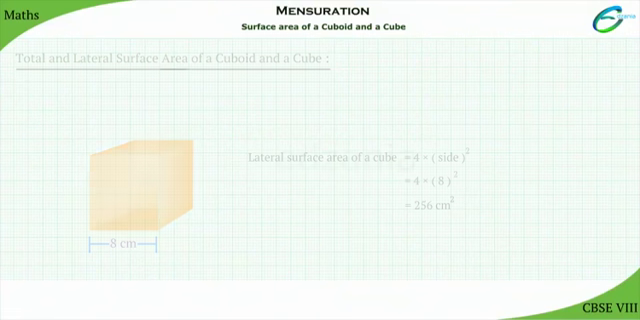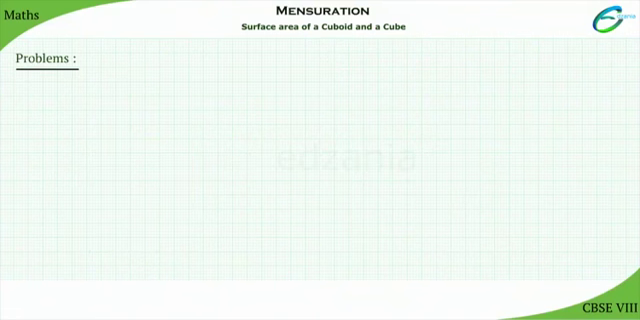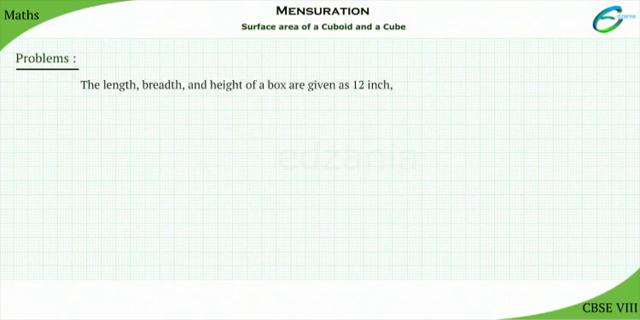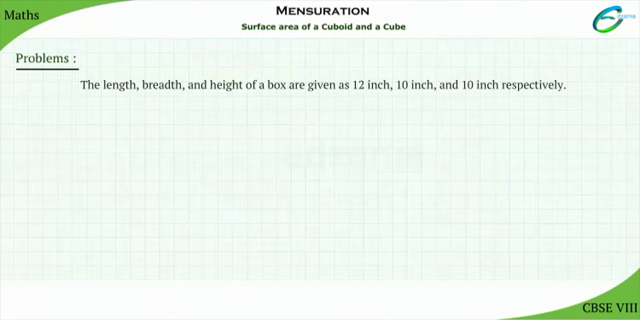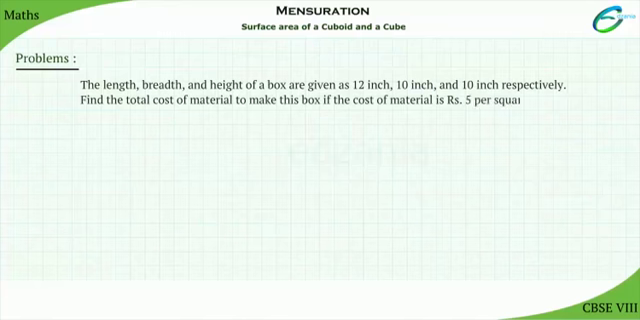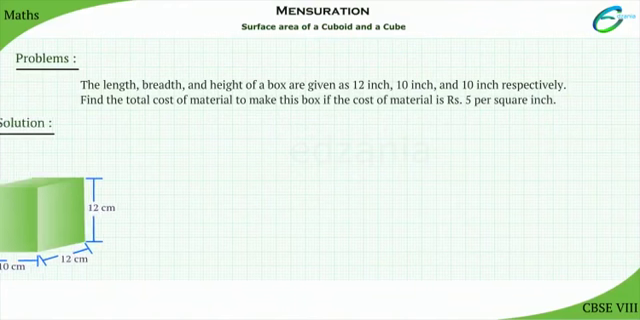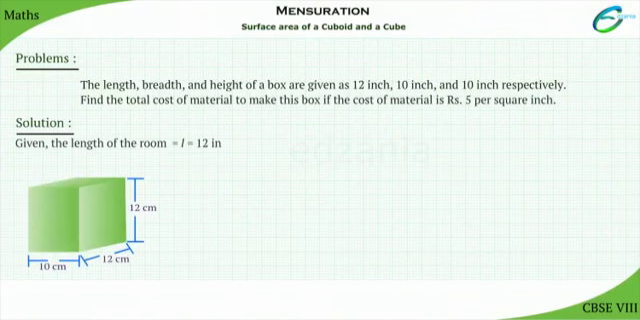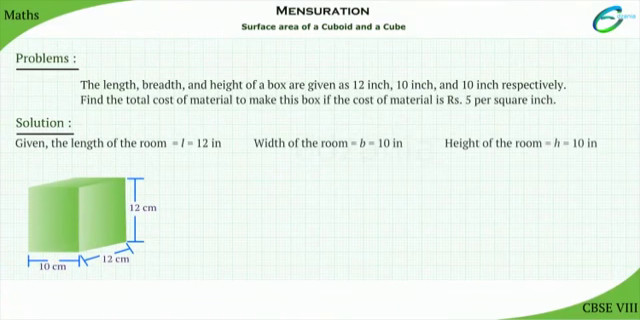Problem. The length, breadth and height of a box are 12 inches, 10 inches and 10 inches respectively. Find the total cost of material used to make this box if the cost of material is rupees 5 per square inch. Given, length of the box is 12 inches, width is 10 inches and height is 10 inches.